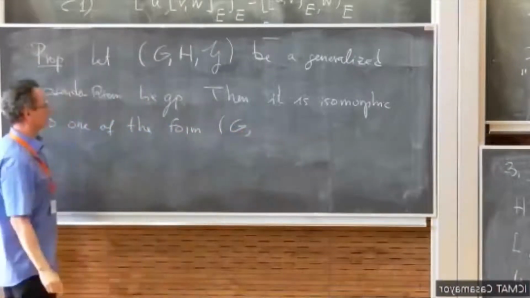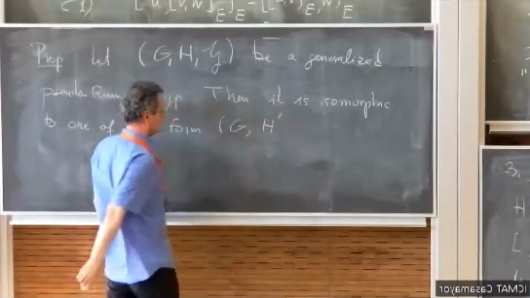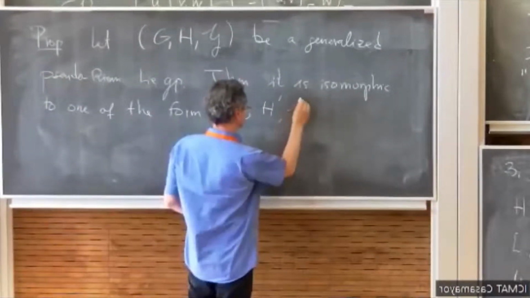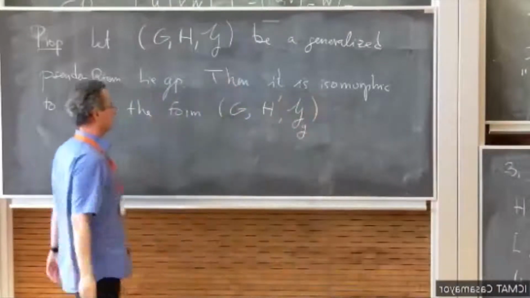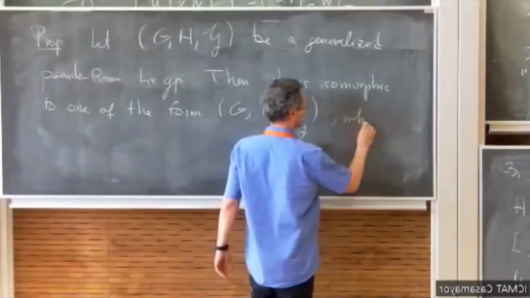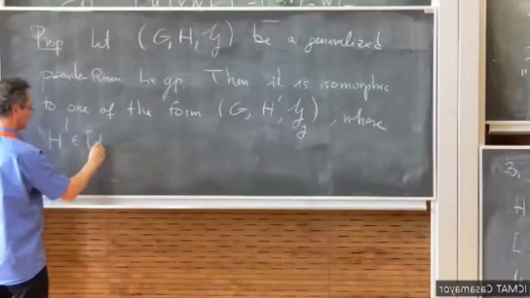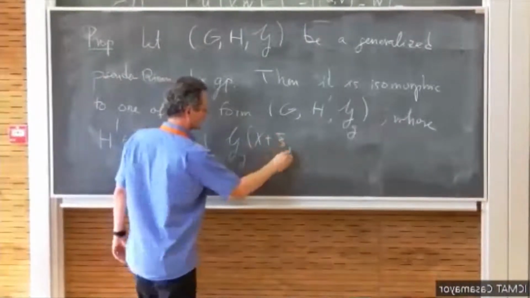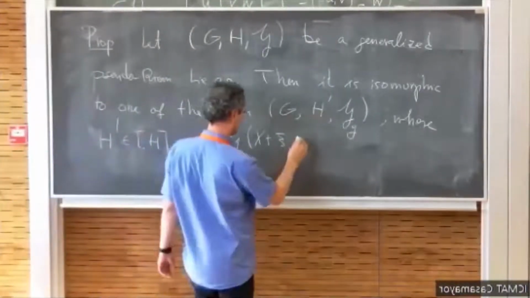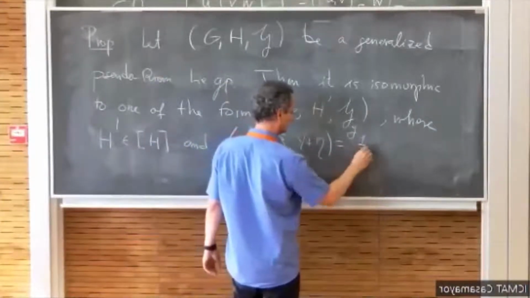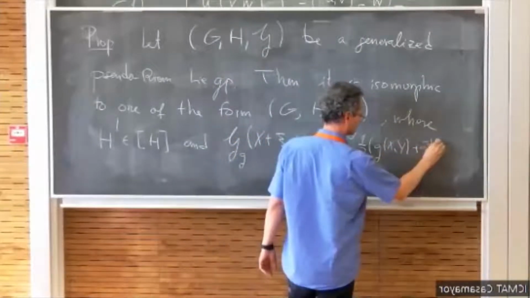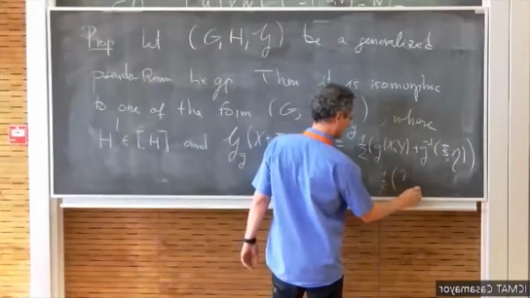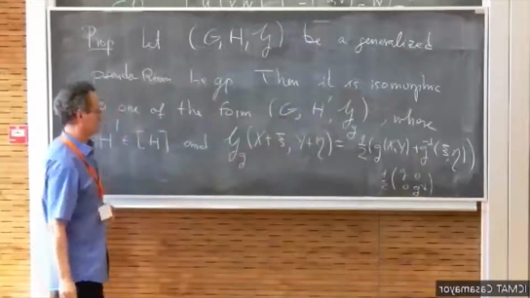G is the same group. We don't change the group, but we change the three-form. We allow changing the three-form by changing the representative in the cohomology class of the three-form. This can be done in such a way that we obtain a very particular type of generalized metric, where H prime belongs to the cohomology class of H, and G is of the form: on a section X minus plus psi, Y plus eta, G is given by one half of the pairing of X, Y plus g inverse of psi, eta. So it has block diagonal form, if you like, g and g inverse with respect to the splitting into tangent bundle and cotangent bundle.